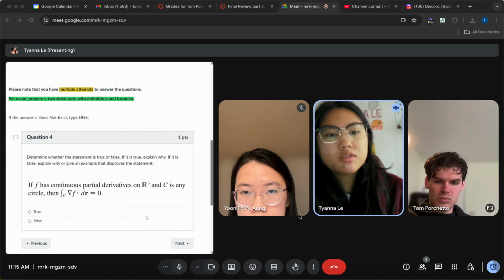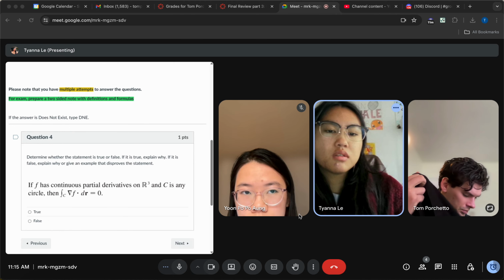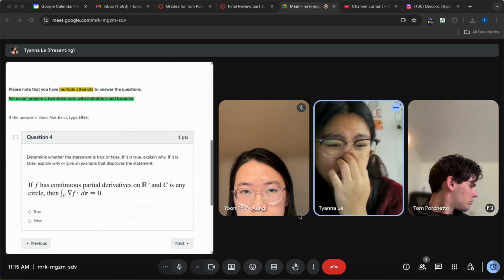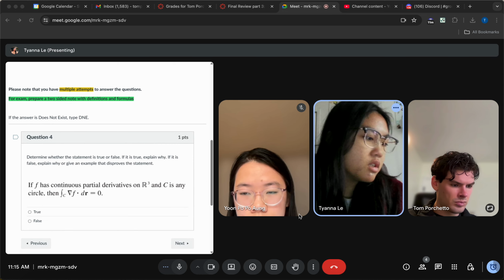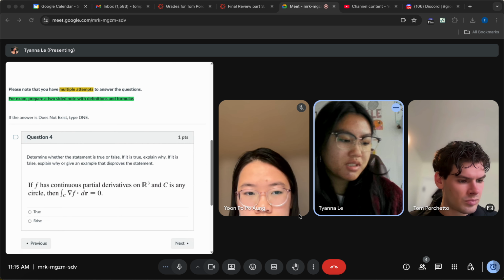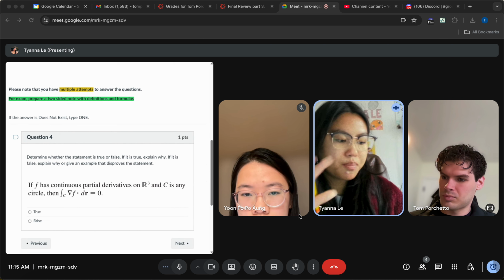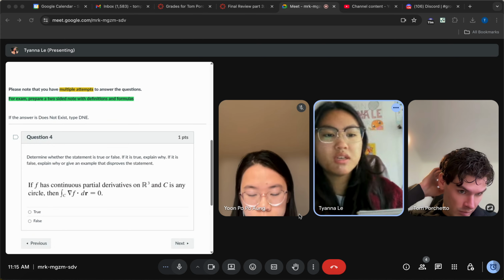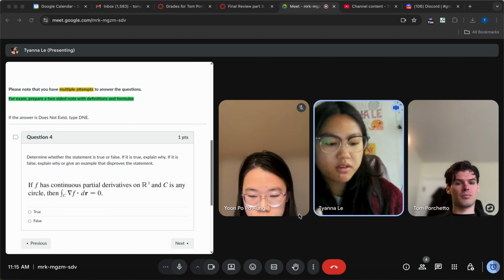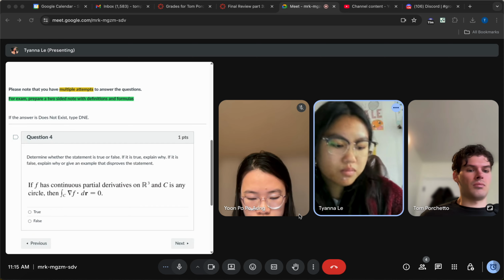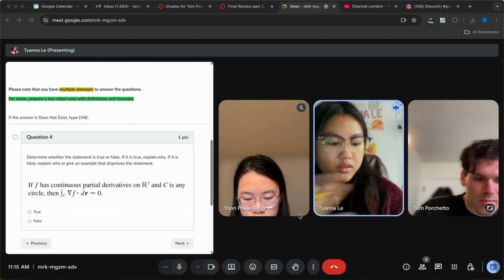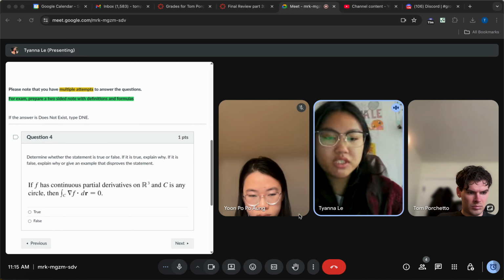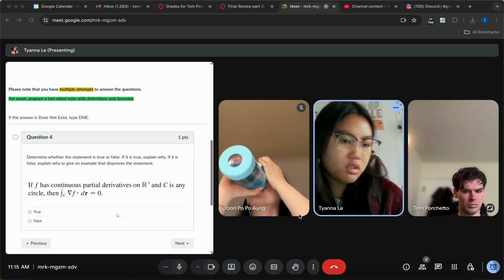If f has continuous partial derivatives on the space R and C is any circle, then the integral bounded by C, gradient f dot dr equals 0. This is true. Gradient f is a conservative vector field. You can parameterize the curve C from t equals a to t equals b. According to the fundamental theorem of line integrals, that integral would equal f(r(b)) minus f(r(a)), and closed curves means that the start and end points are equal to each other, so that just equals 0. That'd be true.